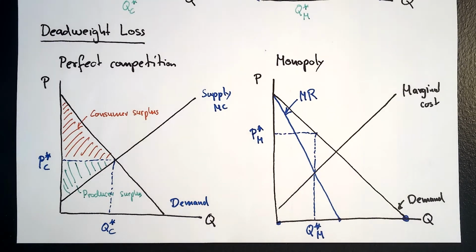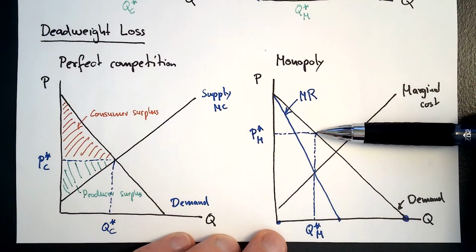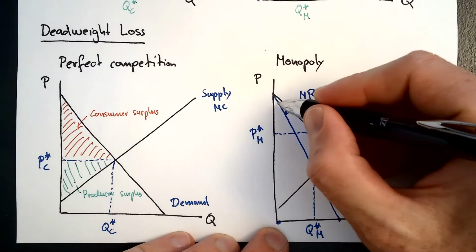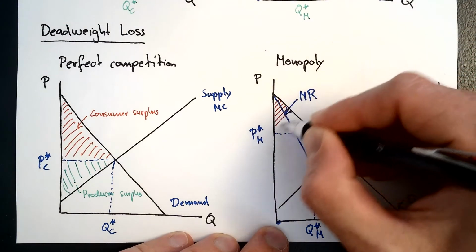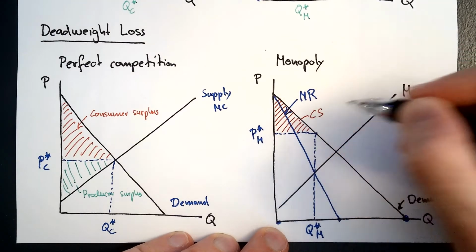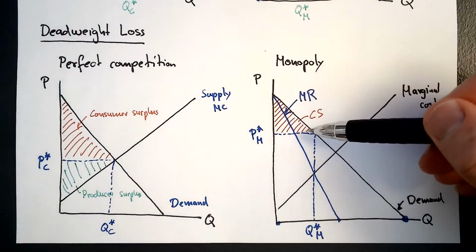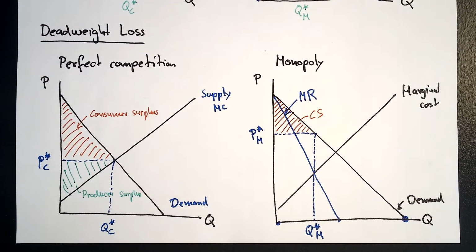Next, let us do the consumer surplus and the producer surplus. In this case, the price is higher, and hence we have a consumer surplus, which is represented by this area here. The consumer surplus, let me abbreviate this with CS, is smaller for the monopolist than in a perfectly competitive market.